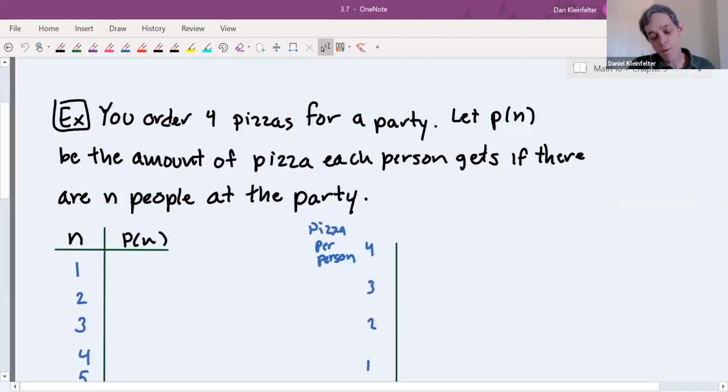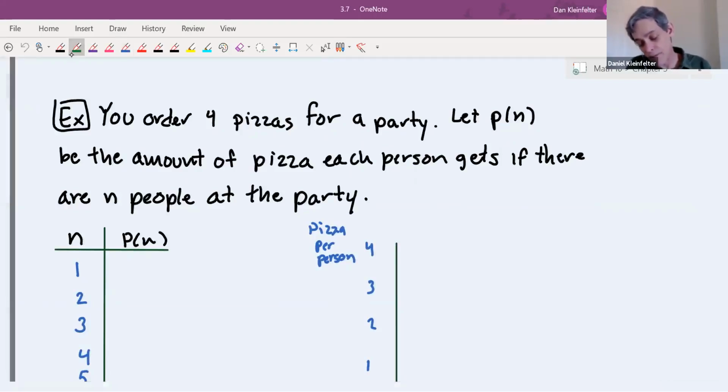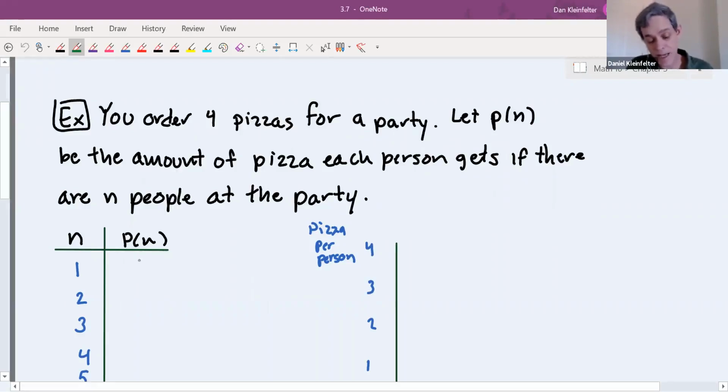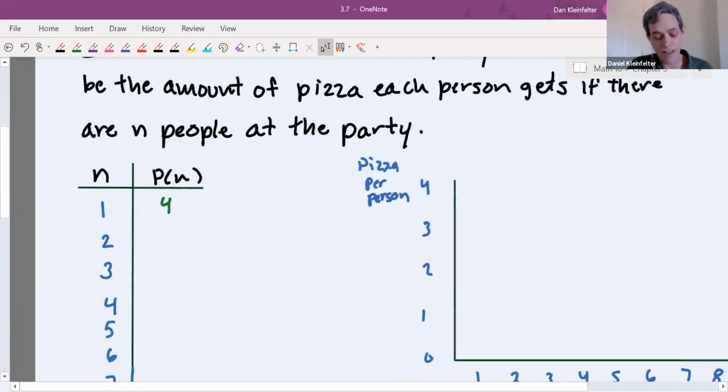Suppose that you order 4 pizzas for a party. Let P of n be the amount of pizza each person gets if there are n people at the party. Thinking about it, this is always going to include yourself, okay? So if it's just you, then how much pizza do you get? Well, you're going to get all 4 pizzas, right? So we're going to fill out this table down here. If there are 4 pizzas total and one person, then that one person gets all 4 pizzas.